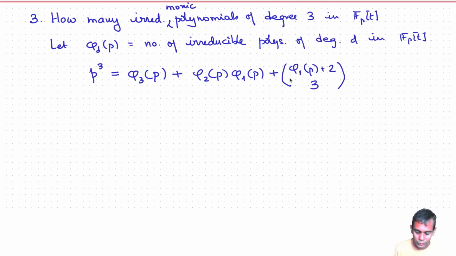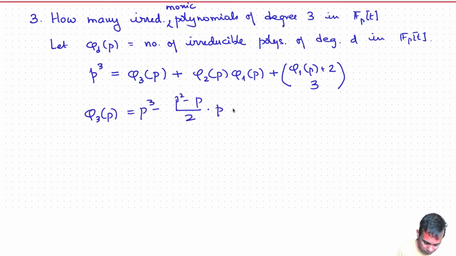If you want, you can work through different cases and see if these two are the same and so on. I'll let you figure this part out. And so now we know the values of phi 2 and phi 1, so we can compute phi 3 from that. So what we get is phi 3 of p is p cubed minus, now phi 2 is p squared minus p by 2 into p plus p plus 2 choose 3. And if you expand it all out, I believe you'll get 1 by 3 p cubed minus p.